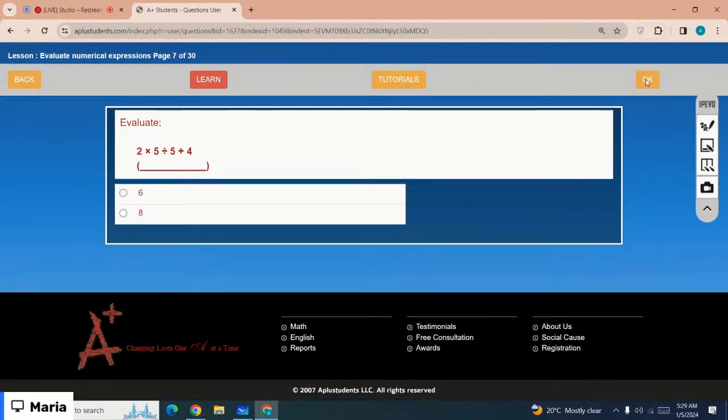Okay, the next one is evaluate 2 times 5 divided by 5 plus 4. Which is the correct option? You have to go from left to right, so you have to multiply first, right? 5 times 2 is 10, and 10 divided by 5 is 2. So that is 2 plus 4. The correct option is 6. Got it?